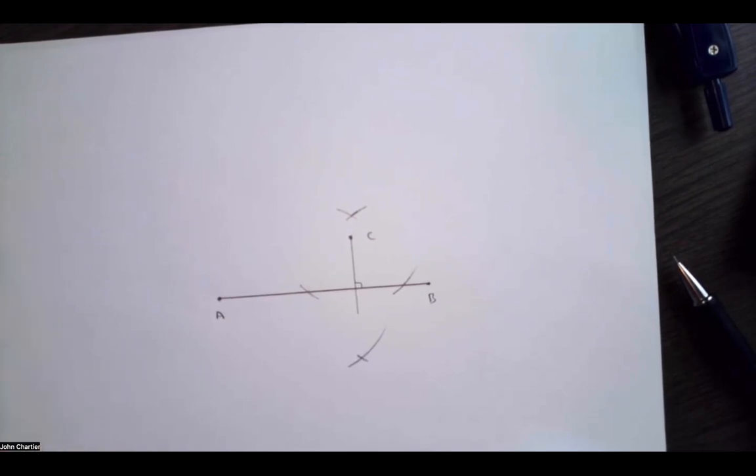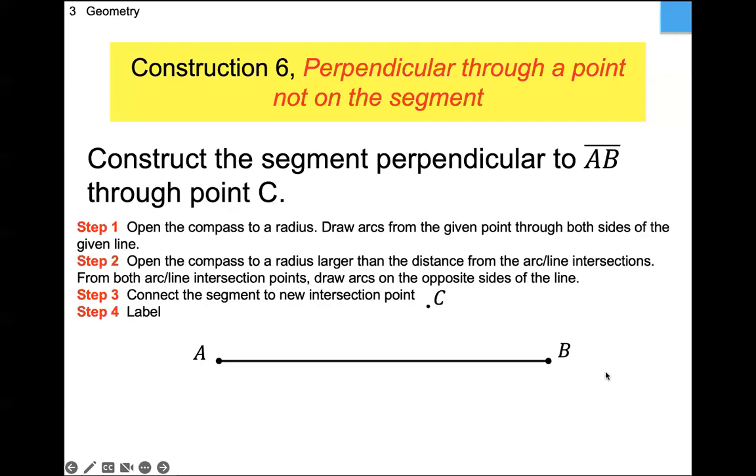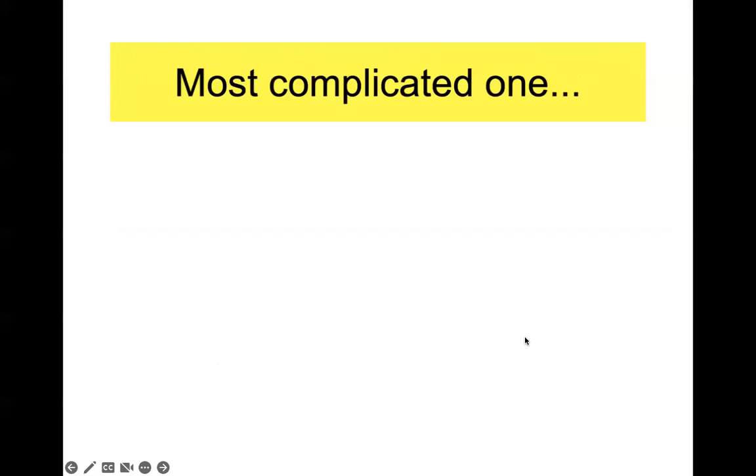Hey, that was 3 quick constructions. We've only got 1 left. Let's see what the last one is. There's always one that's more challenging than the others. So this is the one. I'm using the word complicated. I don't know how complicated it is.